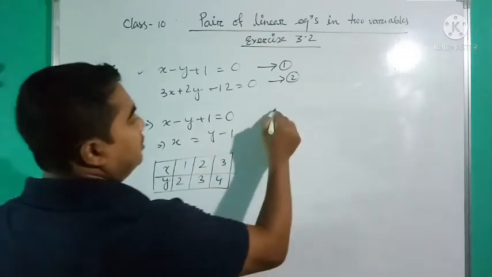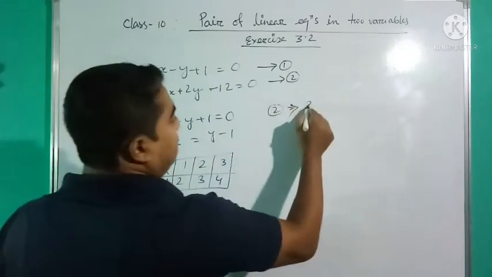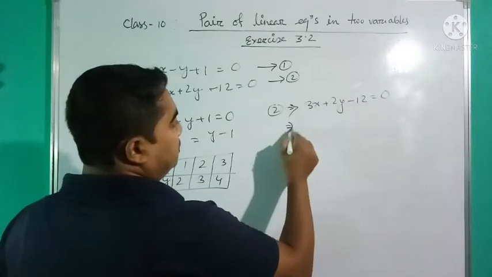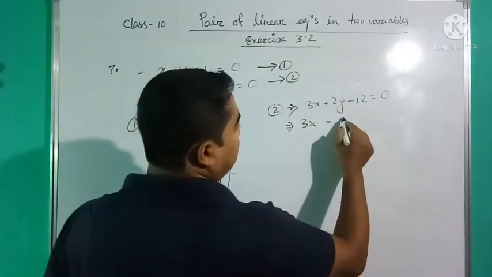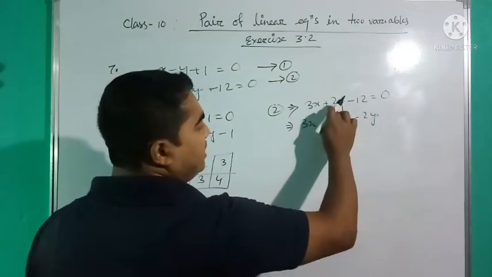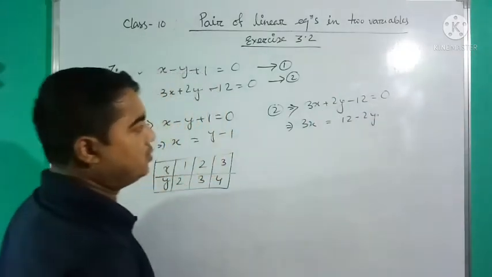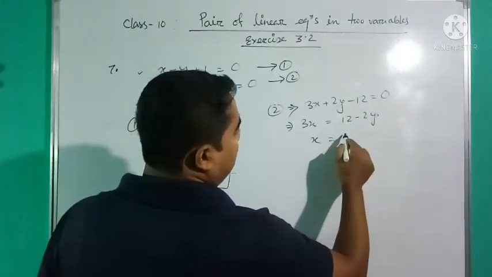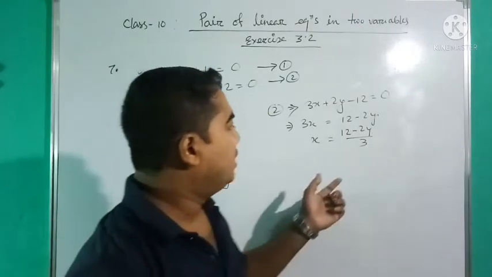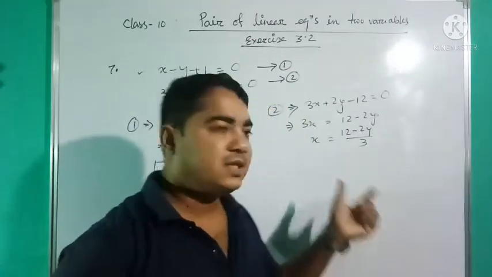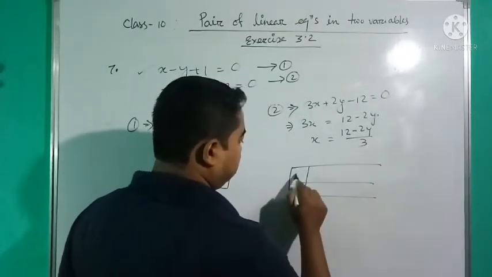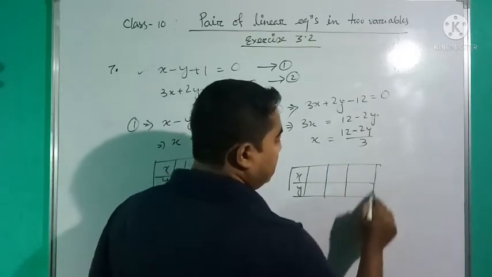Now for the second equation, equation number 2 implies 3x plus 2y minus 12 equals 0. Then 3x equals, transferring to the right side, 12 minus 2y. Minus 12 transfers as plus 12, and plus 2y transfers as minus 2y. So we can say x equals (12 minus 2y) by 3. Now we want some coordinates, that means 3 coordinates. Okay, make a table of x and y, 3 coordinates are sufficient.